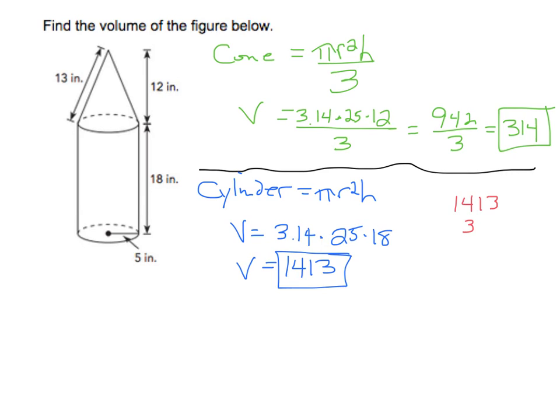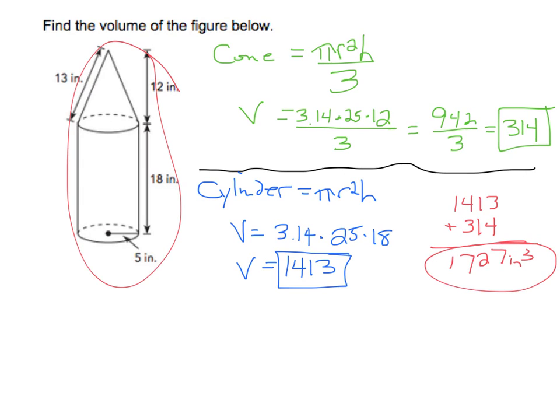So now we want to combine those. 1413 plus 314 is 1,727 inches cubed, because it is volume, so it is cubed. That's 1,727 inches cubed for the total figure. Again, this is for the entire thing.